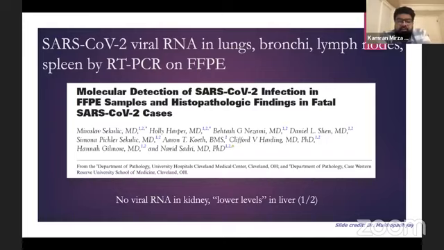The viral RNA has been shown to be present significantly in the lungs, the bronchial tissue, lymph nodes, and spleen. And this has been done by reverse transcriptase quantitative PCR analysis on FFPE tissue. However, there were lower levels in the liver, and no viral particles have been recovered in the study in the kidney.